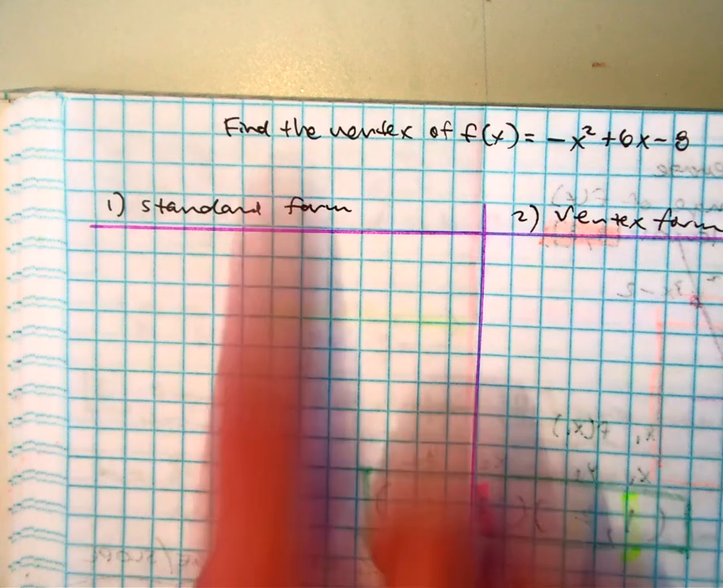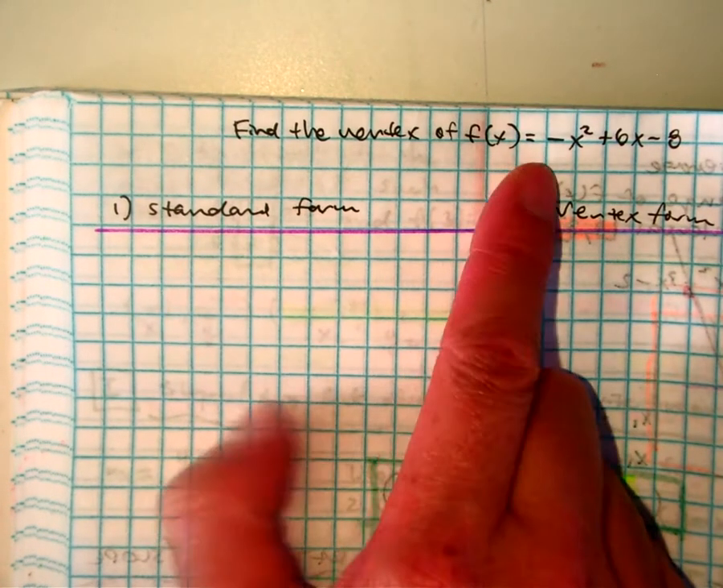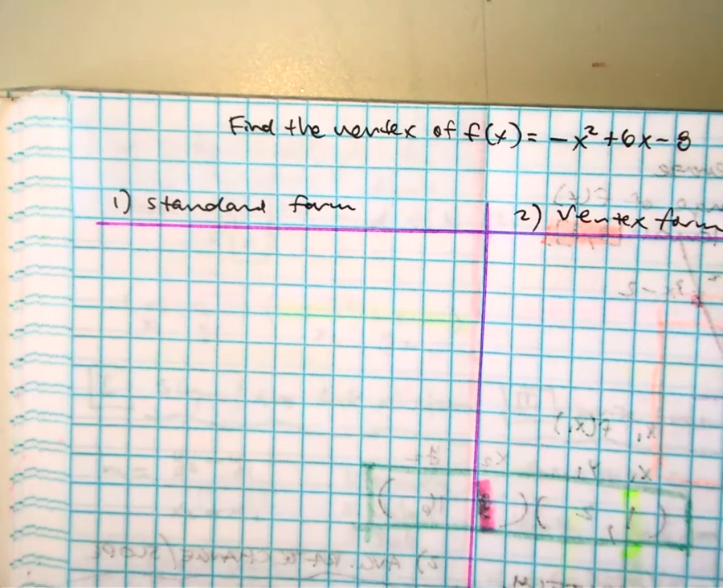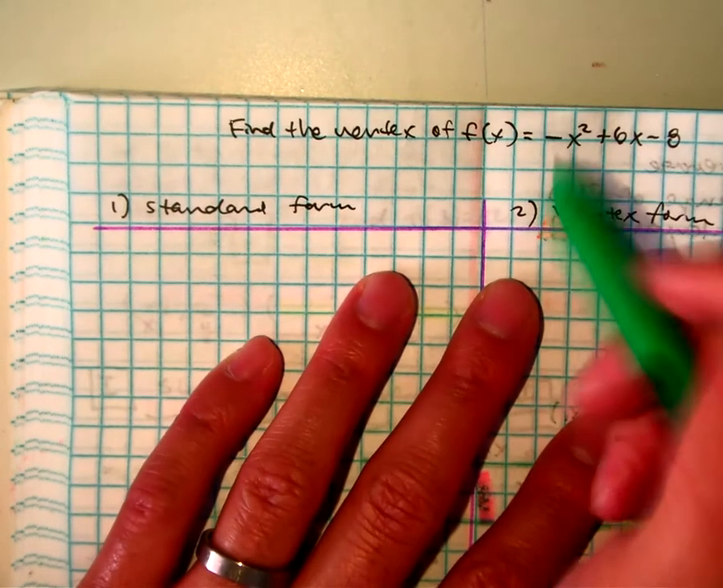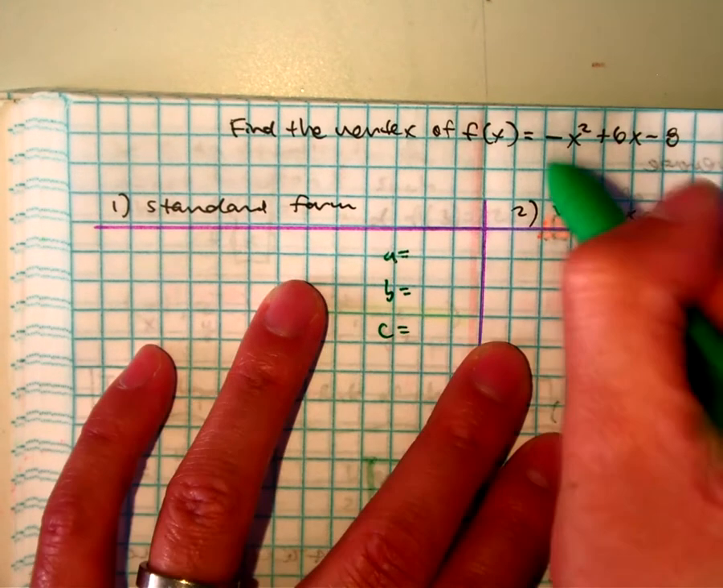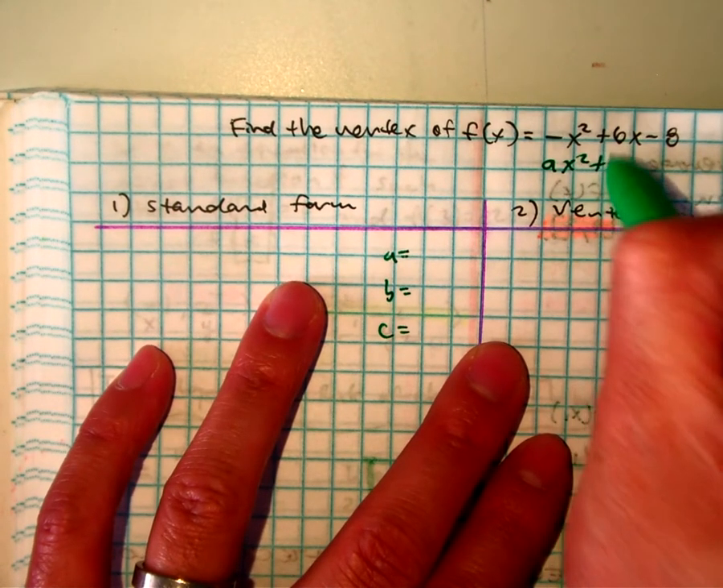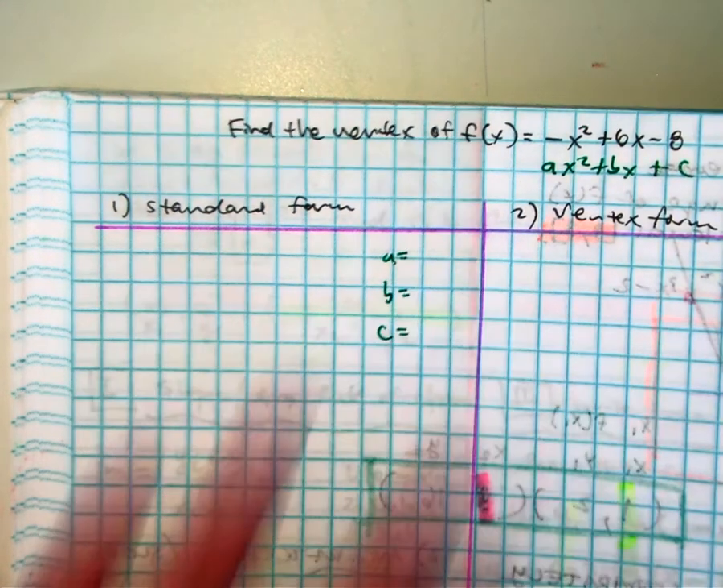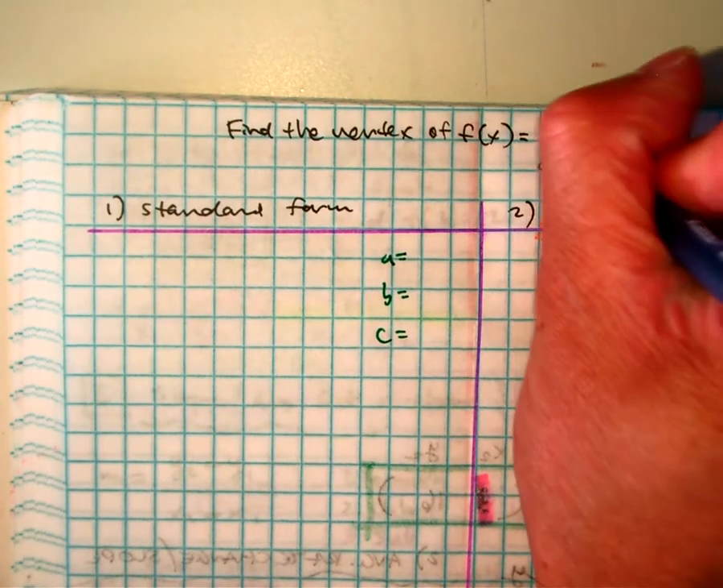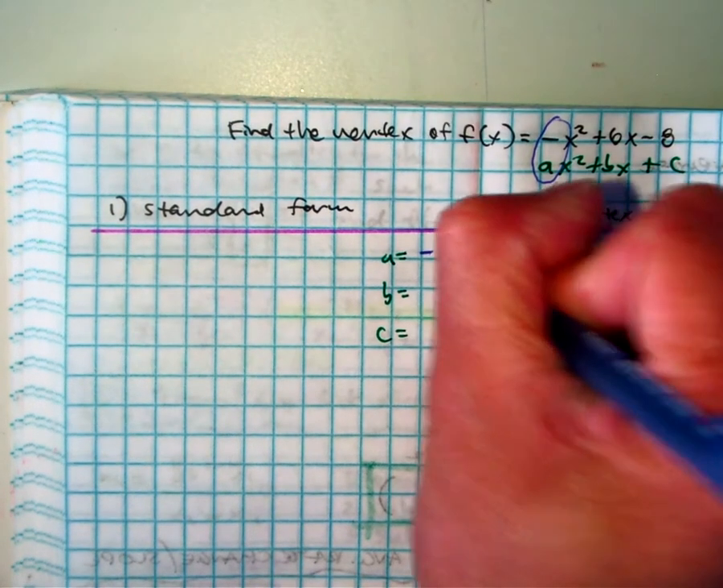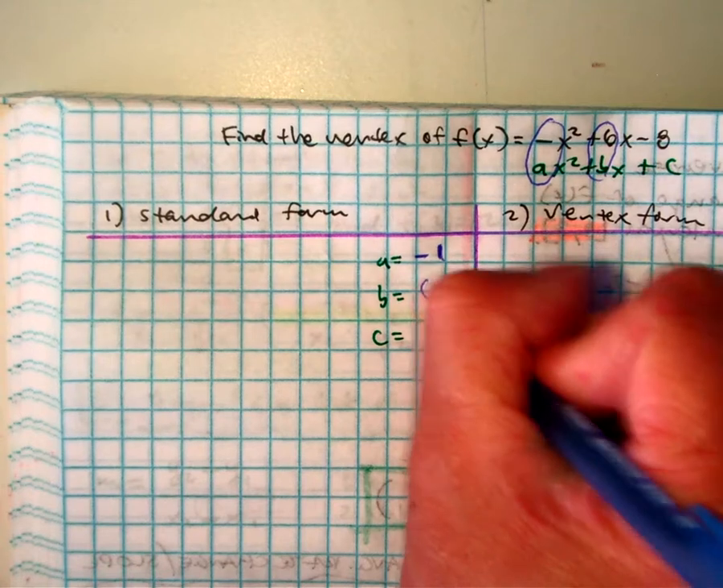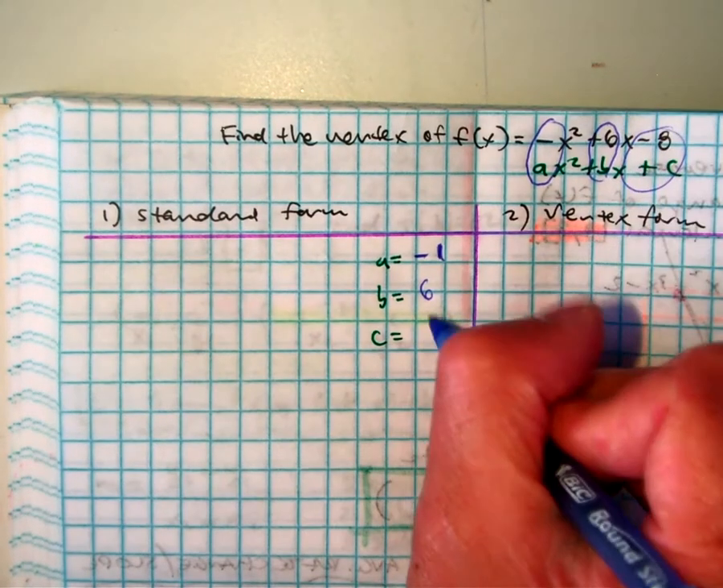Alright, in this example it tells us to find the vertex of f of x equals negative x squared plus 6x minus 8. We're going to find this using standard form. To help us identify the a, b's, and c's, I can write standard form right below it. Class, my a value is negative 1. My b value is 6. And my c value is negative 8.